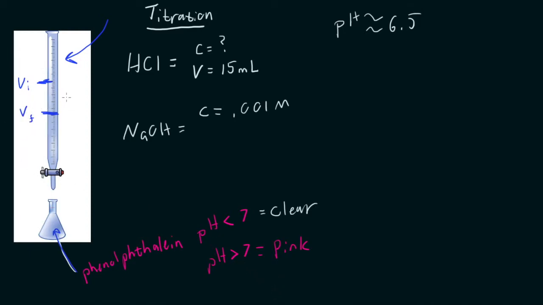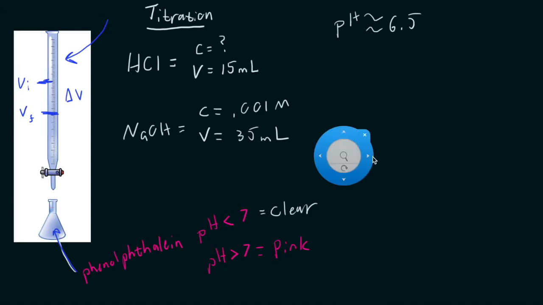If I just take the difference in those, I get my change in volume, which is going to be how much sodium hydroxide actually had to be used to fully neutralize that hydrochloric acid. So that tells me the volume of sodium hydroxide used in that reaction. So let's say, for the sake of argument, that this one is 35 milliliters.